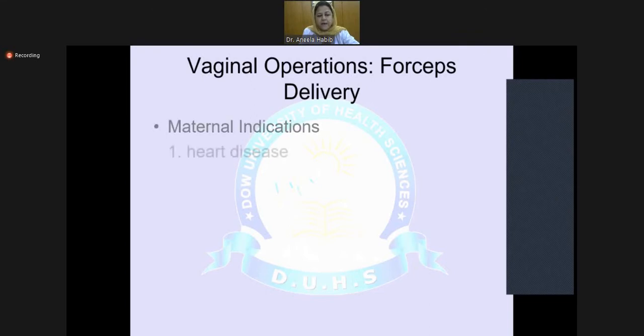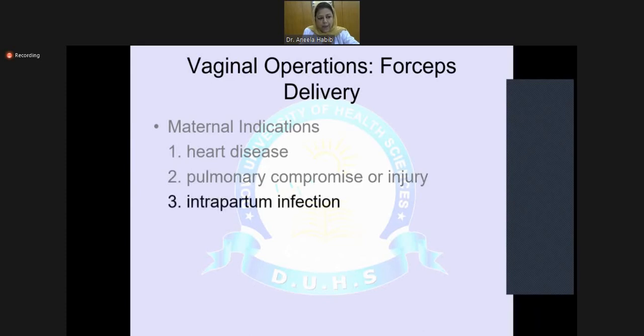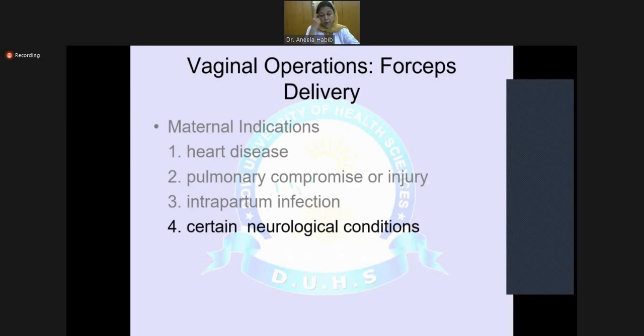Maternal indications include heart disease, a patient who cannot tolerate that much pain, sometimes pulmonary compromise or any injury, sometimes intrapartum infection, and certain neurological conditions, with which you need to help out the mother. The mother is not able to push the baby down and she's totally exhausted. Now you need to take the baby out to relieve the pain from your patient. Then you can apply the forceps delivery to help her out in the delivery. This is maternal exhaustion.